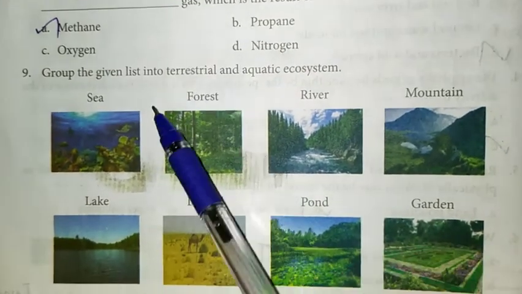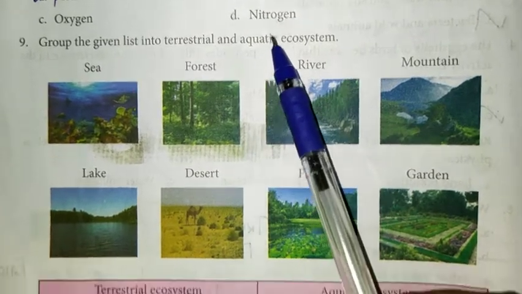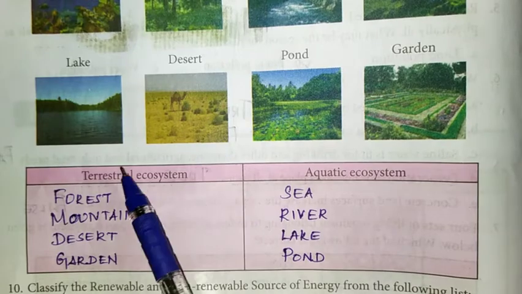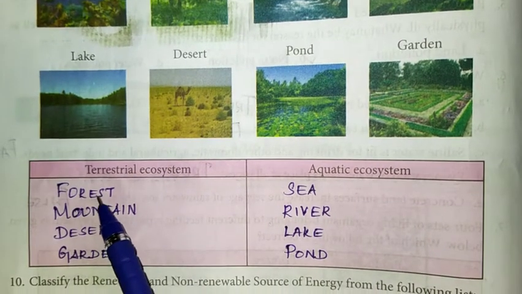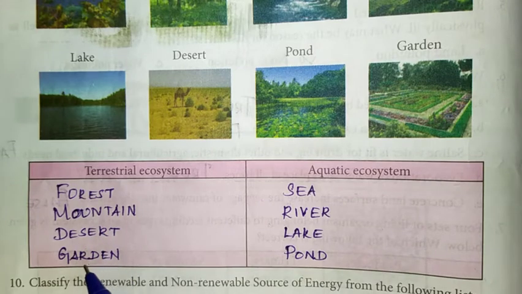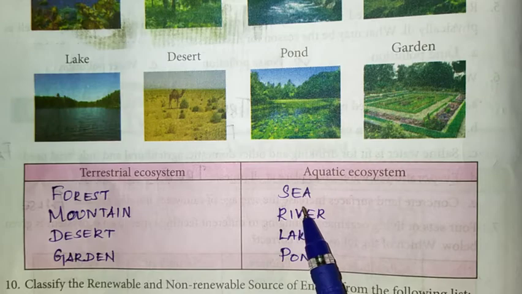Ninth question, group the given list into terrestrial and aquatic ecosystem. We have to fill this column. So terrestrial ecosystems are forest, mountain, desert and garden. Then aquatic ecosystems are sea, river, lake and pond.